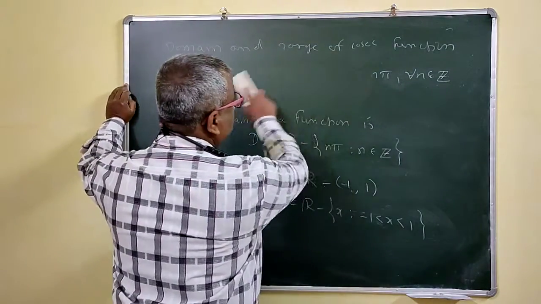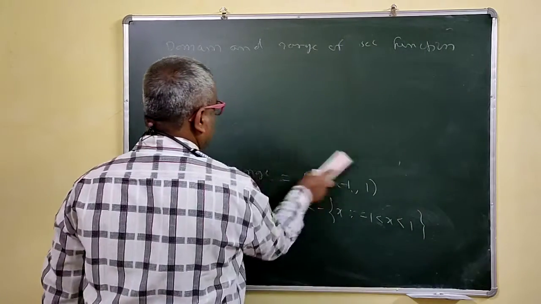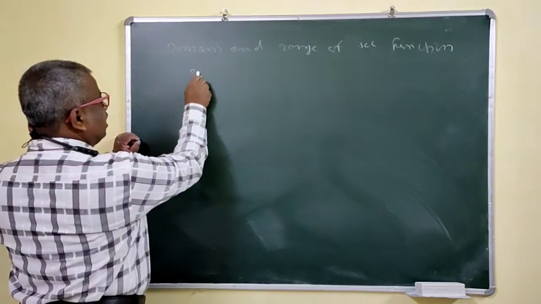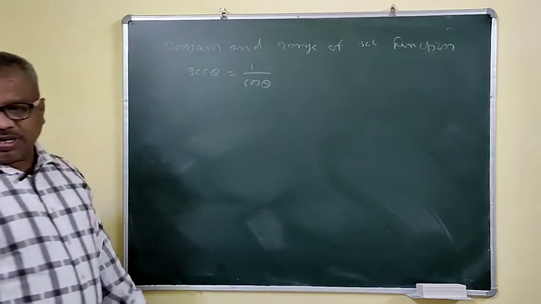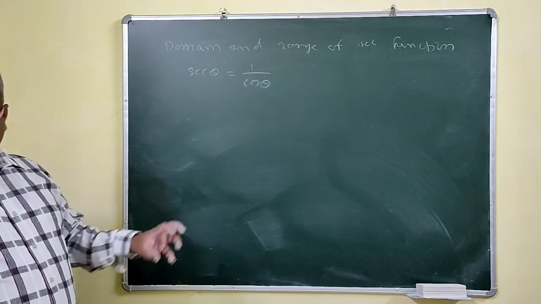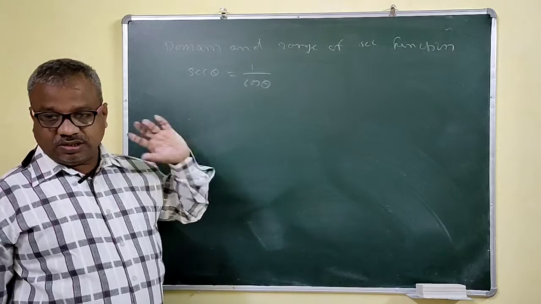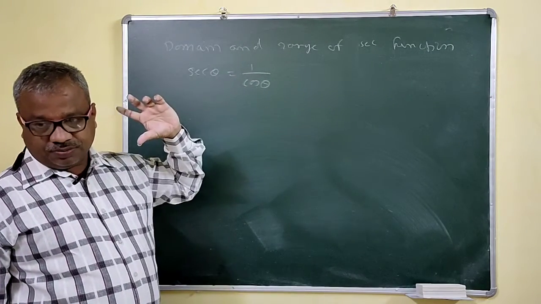Domain of the cosec function. Now we'll see the domain and range of the sec function. Now what is sec theta? 1 upon cos theta. Now find out the points where the denominator is 0. That means find out the values of theta where your denominator is 0, right?